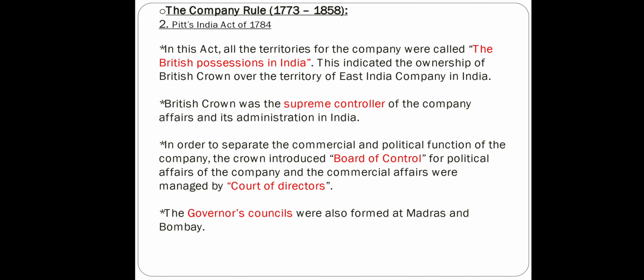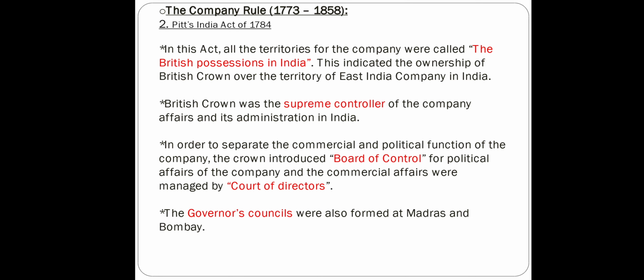Then the second important step is the Pitt's India Act of 1784. This is also important because sometimes we may get confused with it. In this act, all the territories of the company were called the British possessions in India. Now, this is very important. Why have I highlighted this? Because most of the time, a question can be asked directly: under which act were the Indian territories called the British possessions in India?